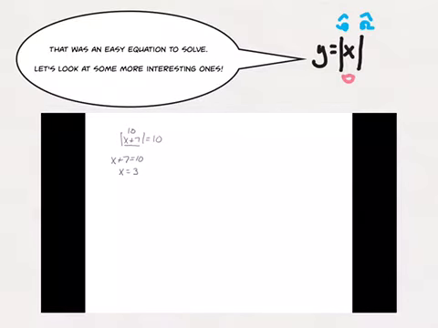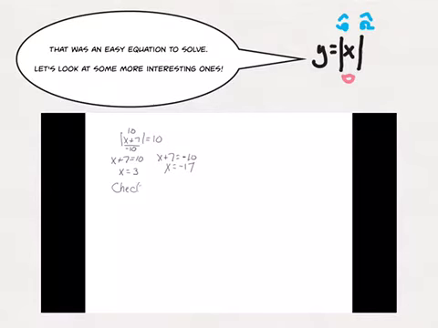But we also have to consider what happens when x plus 7 is negative 10. Because if we have negative 10 inside the absolute value, then you take its absolute value and you get 10. So you also have to consider, when does x plus 7 equal negative 10? And again, we're going to subtract positive 7 from both sides, so x will be negative 17.